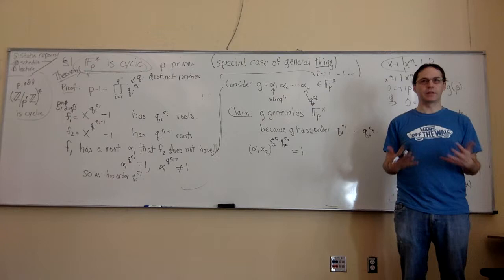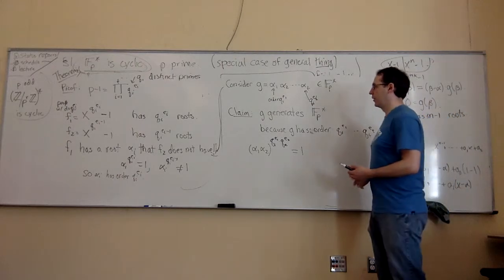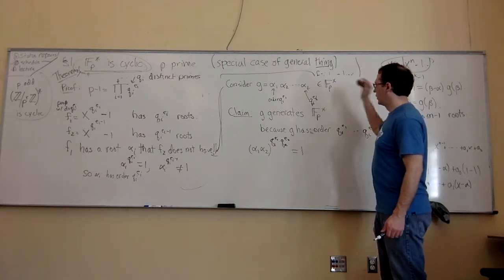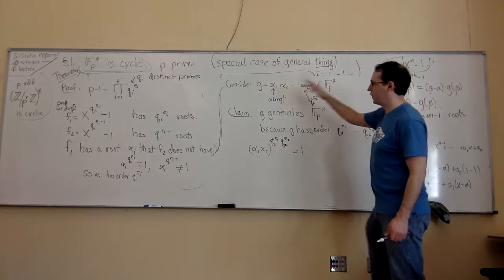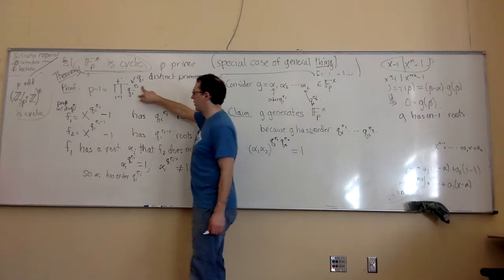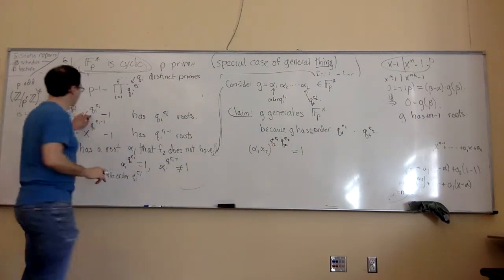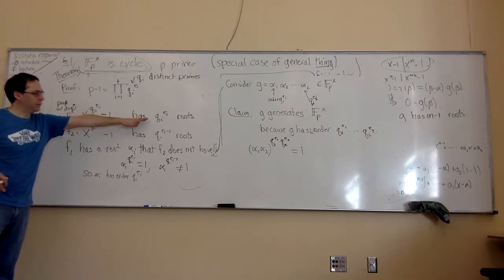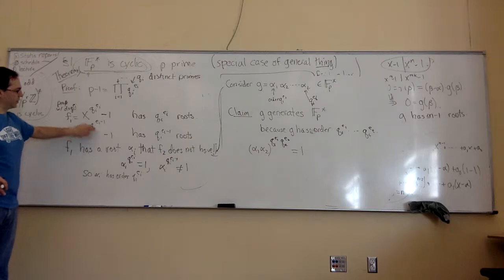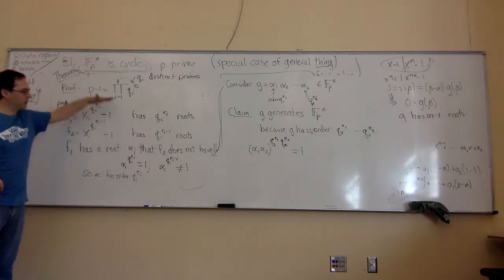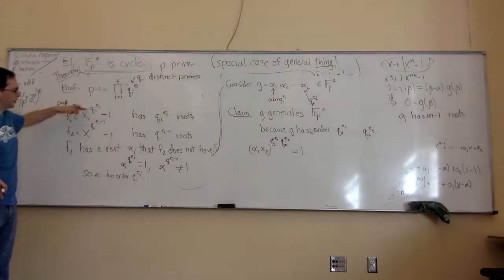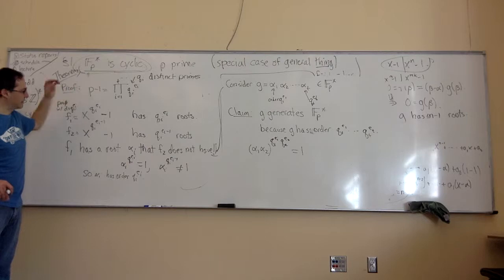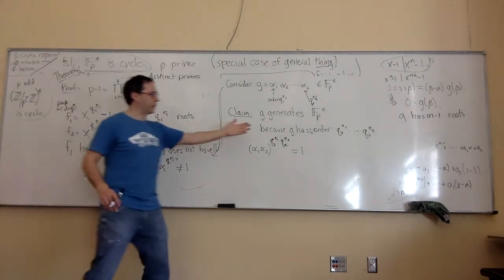Fp star is cyclic because, in short, you take p minus 1 and factor it as a product of prime powers. You look at each of the polynomials, x to that prime power minus 1. It has that many roots. You look at the other polynomial, x to the q_i^(e_i - 1) minus 1, and it has fewer roots. That tells you there has to be a root of the first polynomial but not the second. That root has order exactly q_i to the e_i, and you just take all those and multiply them together.